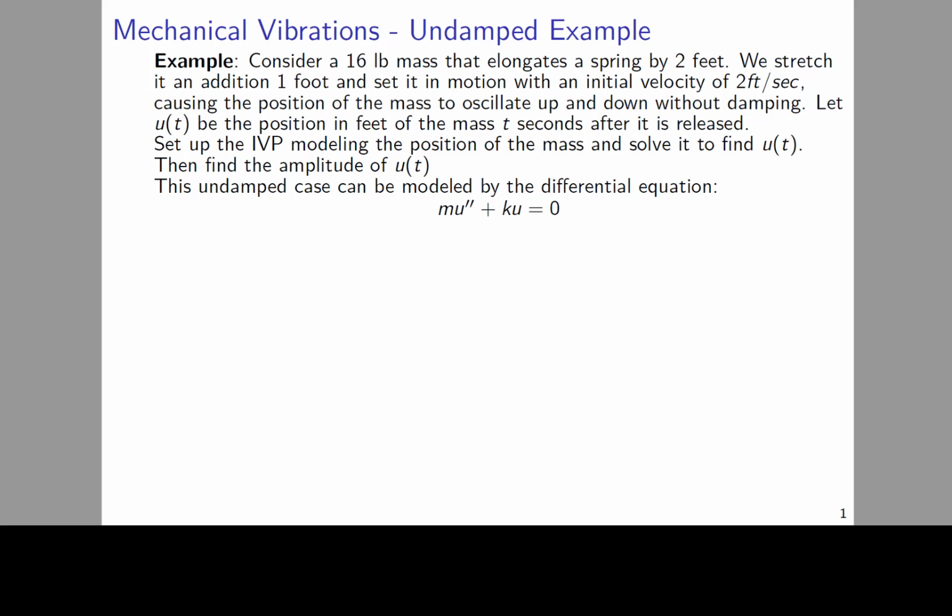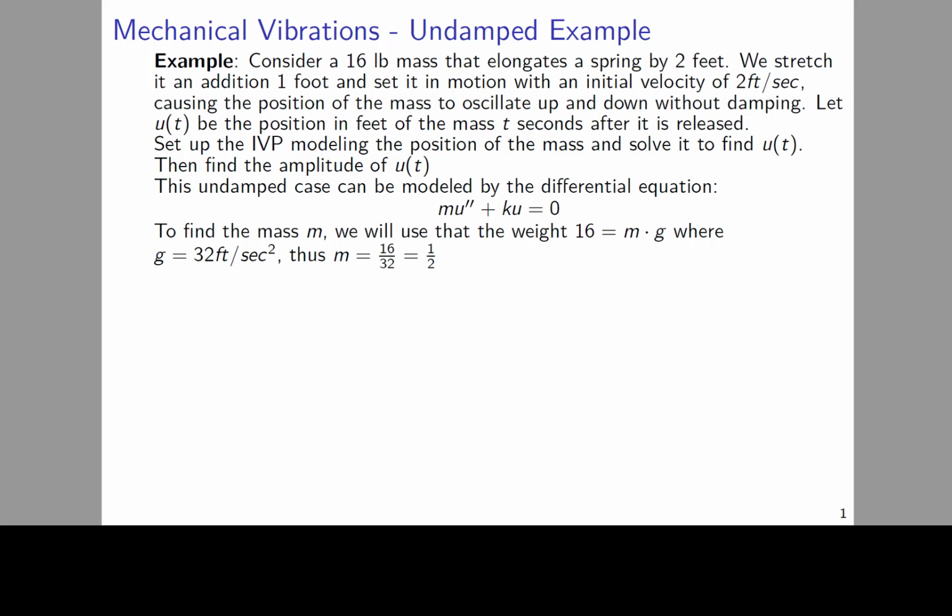In this undamped case, we can model it by the differential equation m times u double prime plus k times u equals 0, where m is the mass and k is the spring constant. To find the mass m, we will use that the weight 16 is equal to mass times gravity, where gravity is 32 feet per second squared. Thus the mass is 16 over 32, which reduces to a half.